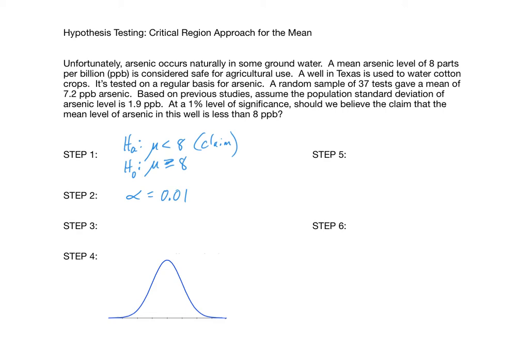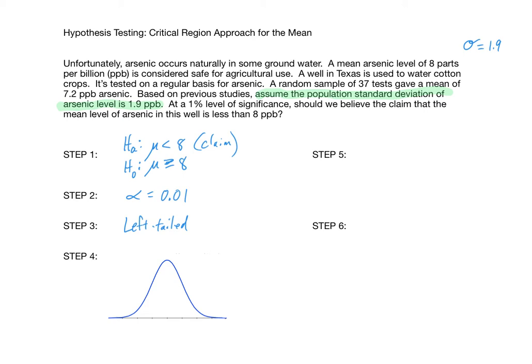Step 3 is then to determine the tail of the test and the type of test. Well, the tail of the test is determined by the alternative hypothesis. So let's look at that. You've got mu is less than 8. So if you've got mu is less than, then you're dealing with a left-tailed test. So we are doing a left-tailed test, and we need to decide, are we doing a t-test or a z-test? If you go back up here, notice that this says, assume the population standard deviation of arsenic level is 1.9 parts per billion. That means to assume that sigma is equal to 1.9. That's the population standard deviation.